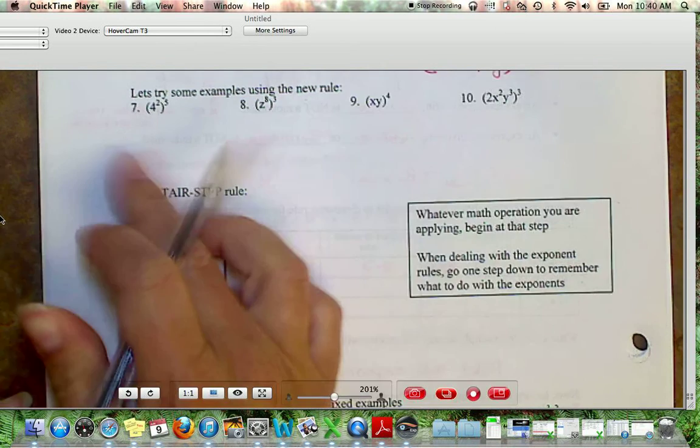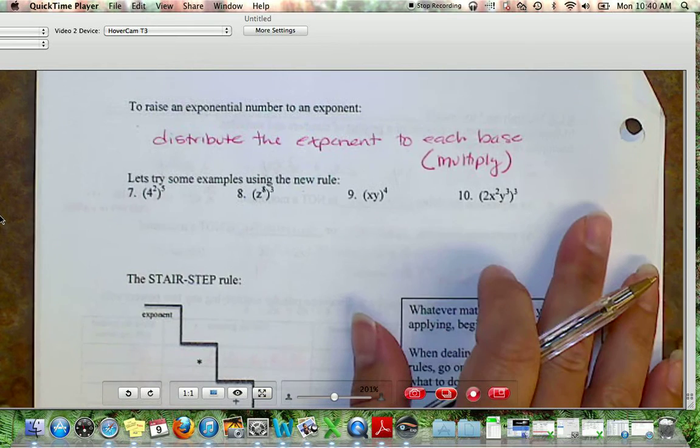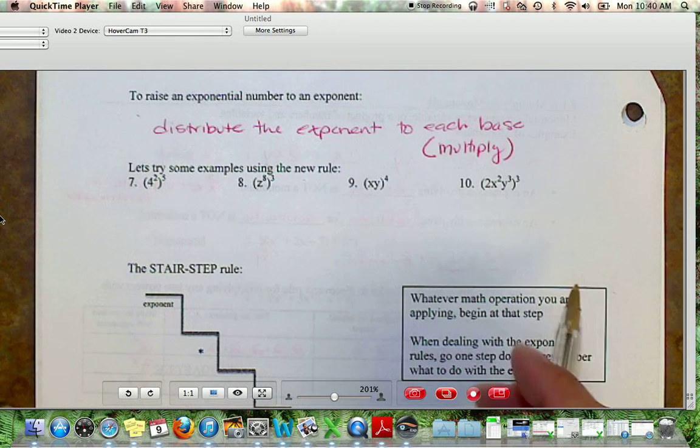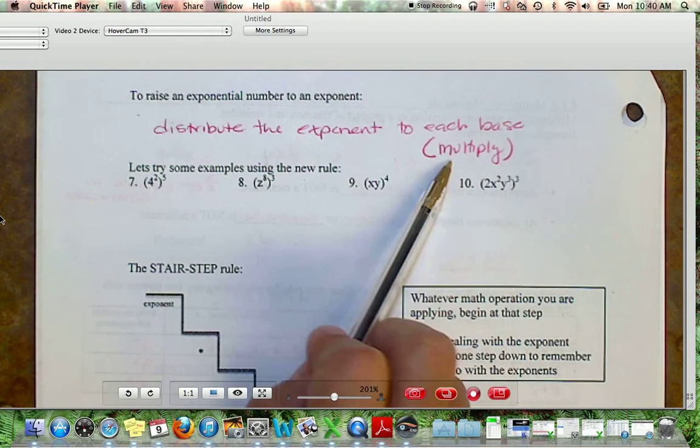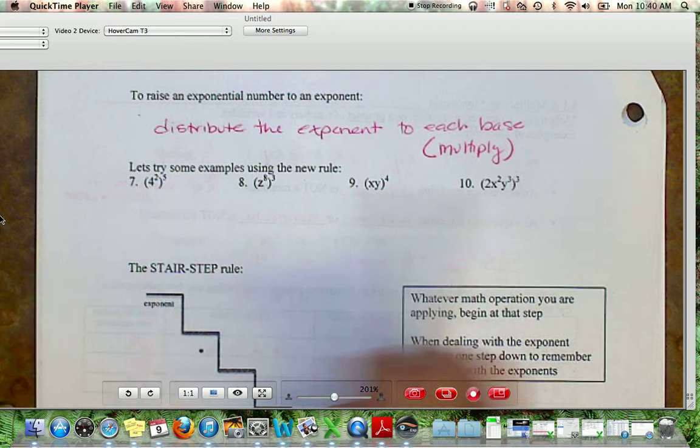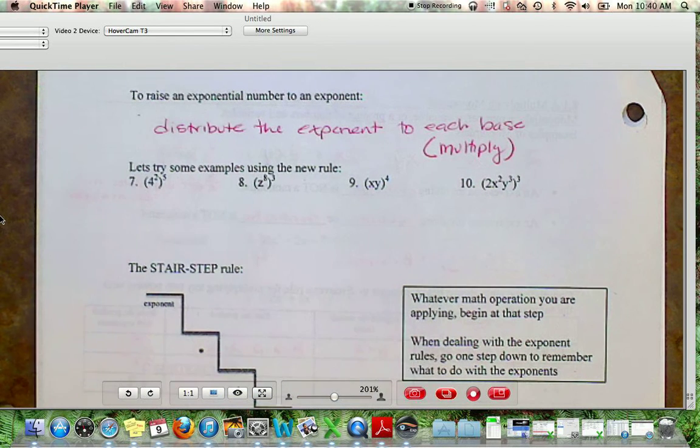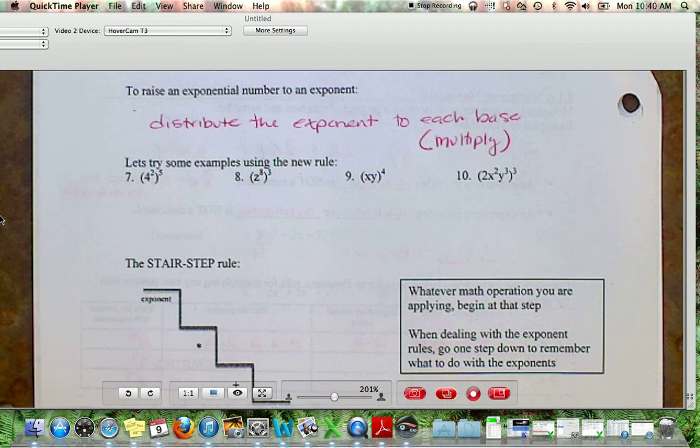So I want you to look over these next four. Oops, sorry about that. There we go. Distribute the exponent to each base, and we want to remember to multiply. So I want you to try these. They should take you a very short amount of time to do that. Go ahead and push pause and give those a shot.